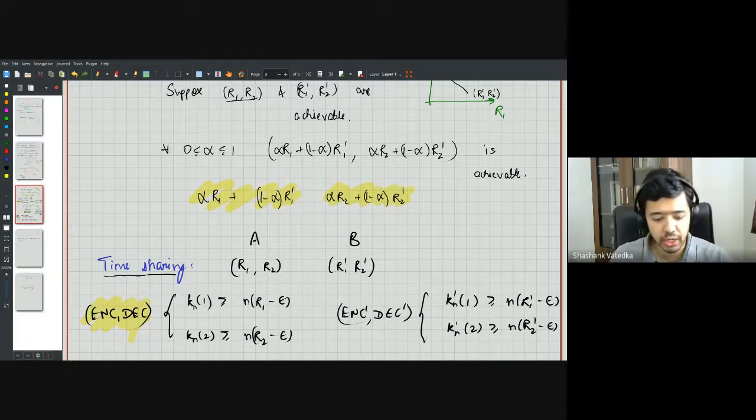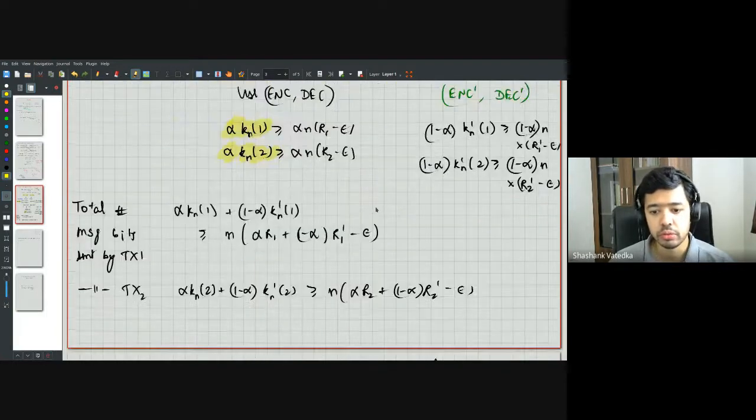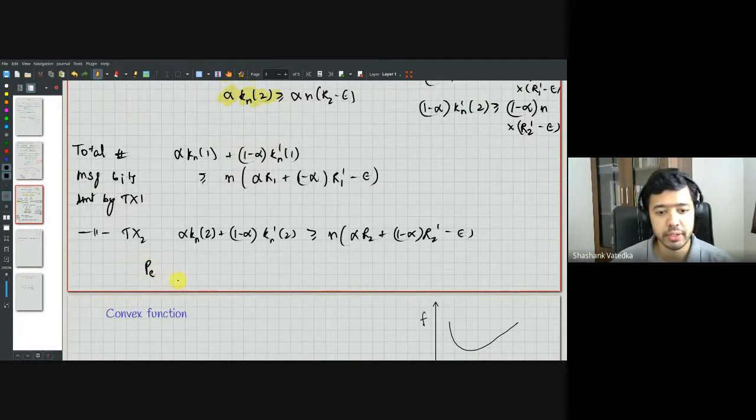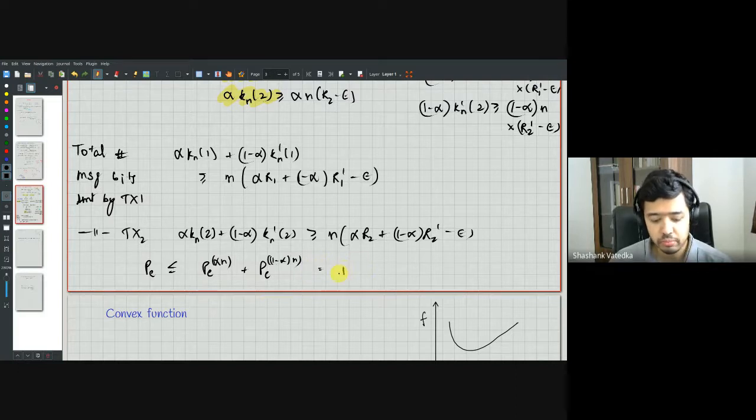But again, that's not too hard because we demand that the probability of error is vanishing in n, right? So the overall probability of error, just using the union bound, is at most the probability of error that you get in the first alpha n channel uses plus the probability of error in the next 1 minus alpha n channel uses, right?